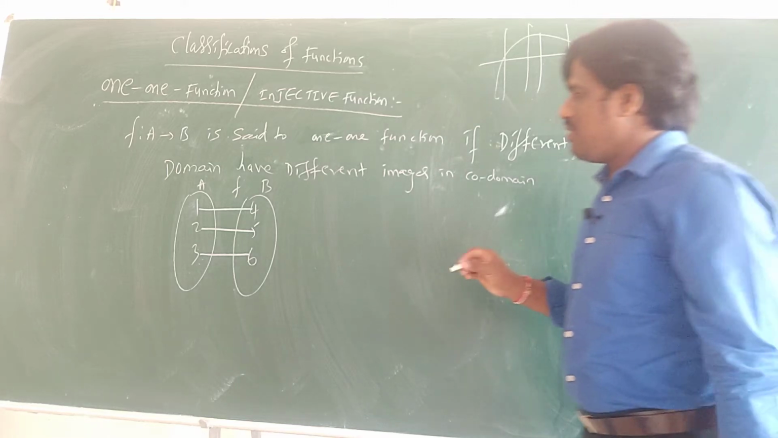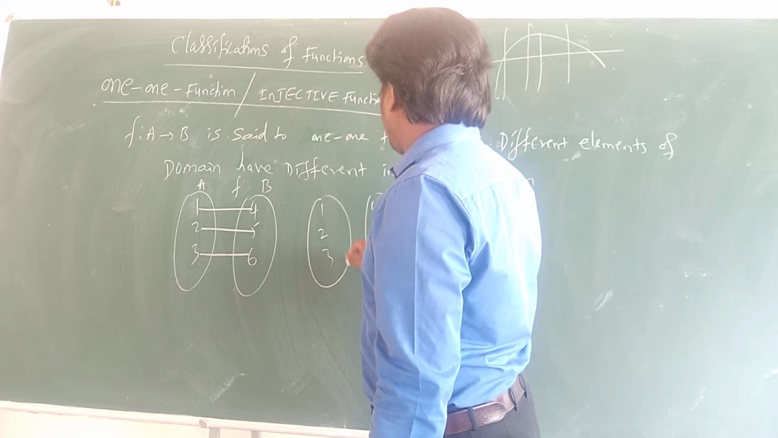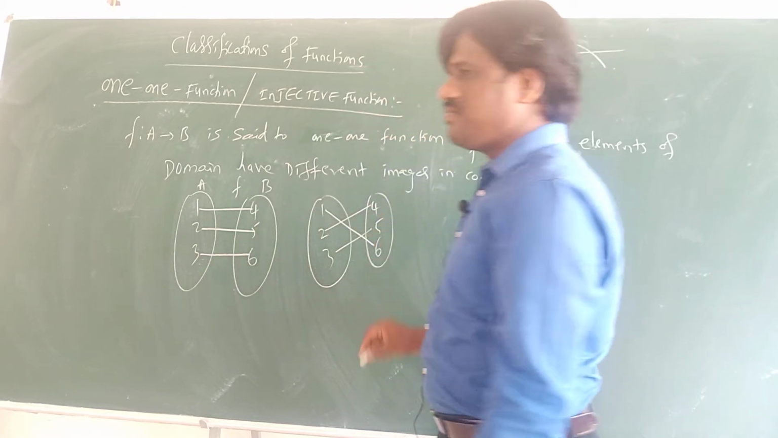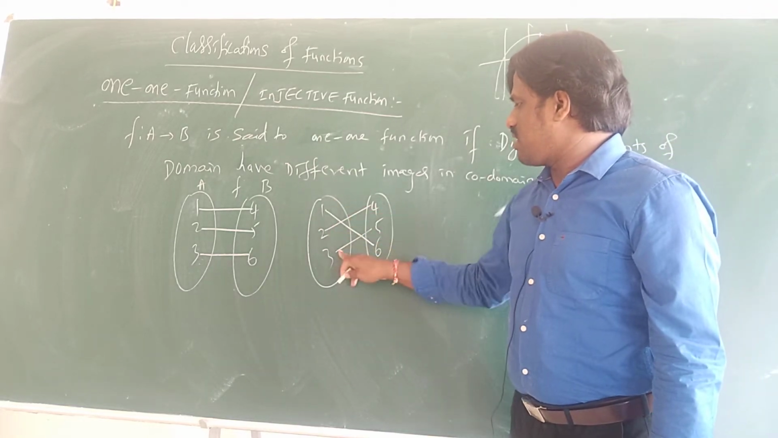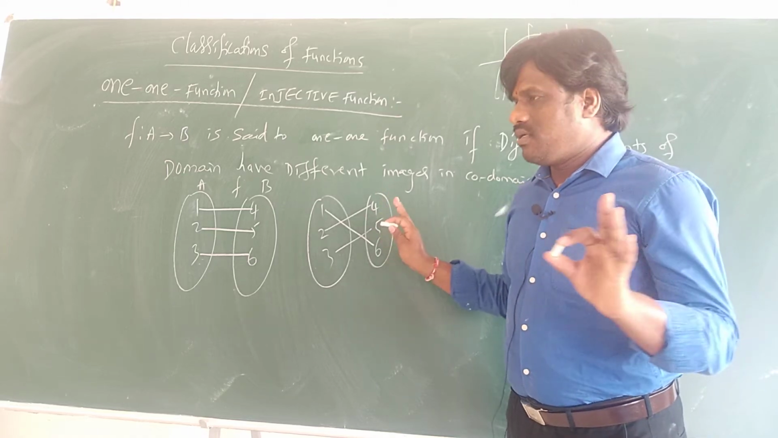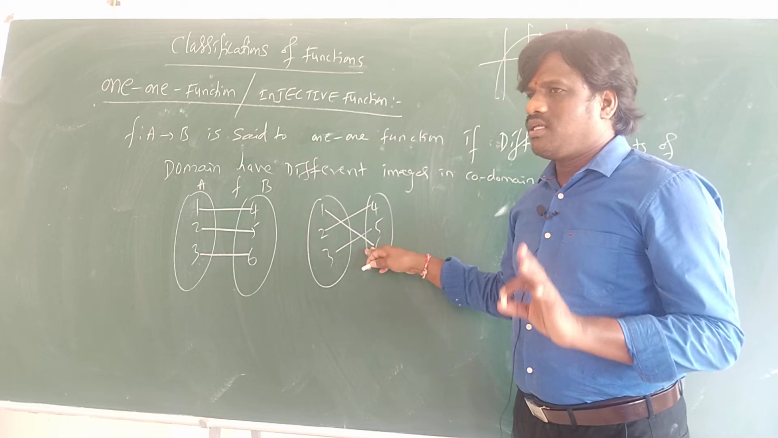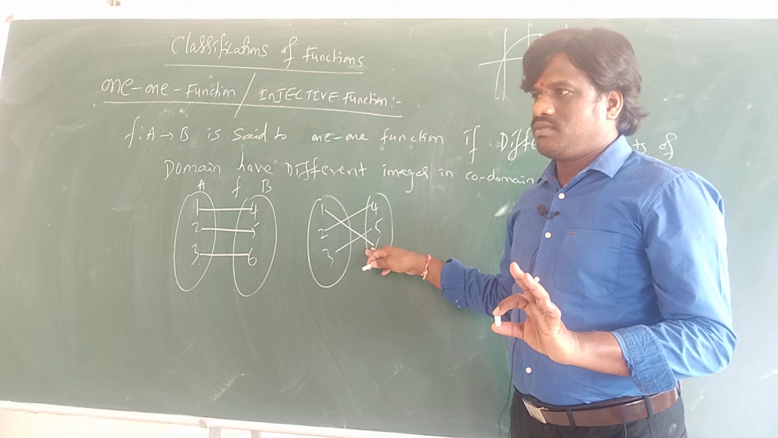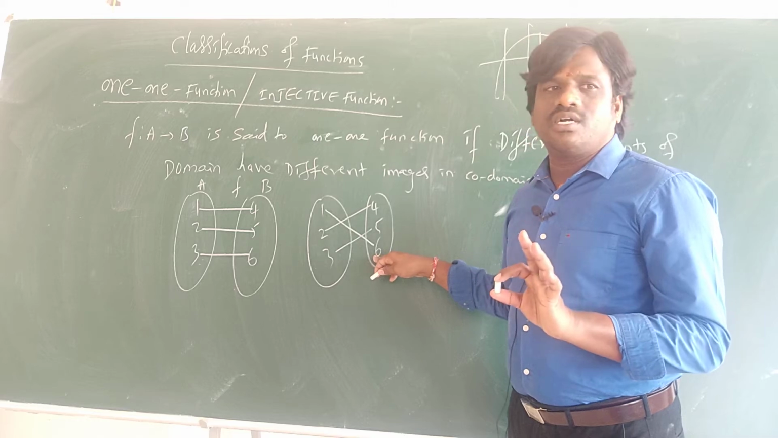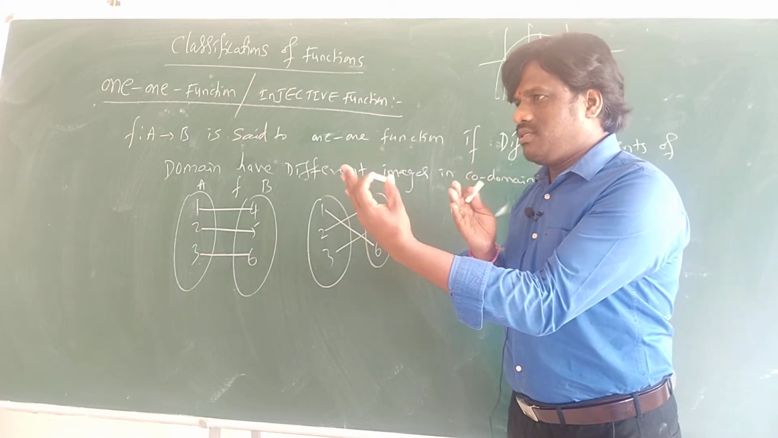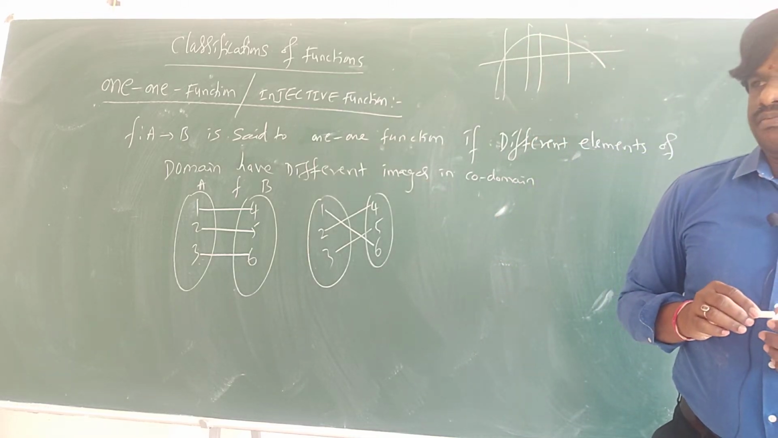For example, if I take another one, 1, 2, 3 and 4, 5, 6, with 1 to 6, 2 to 4, 3 to 5. Here also different elements have different images: 1 has 6, 2 has 4, 3 has 5. Suppose 6 is there for 1, and 2 also has 6, then it is not one-one. Are you getting it? Different elements should have different images. Such a function is called a one-one function.